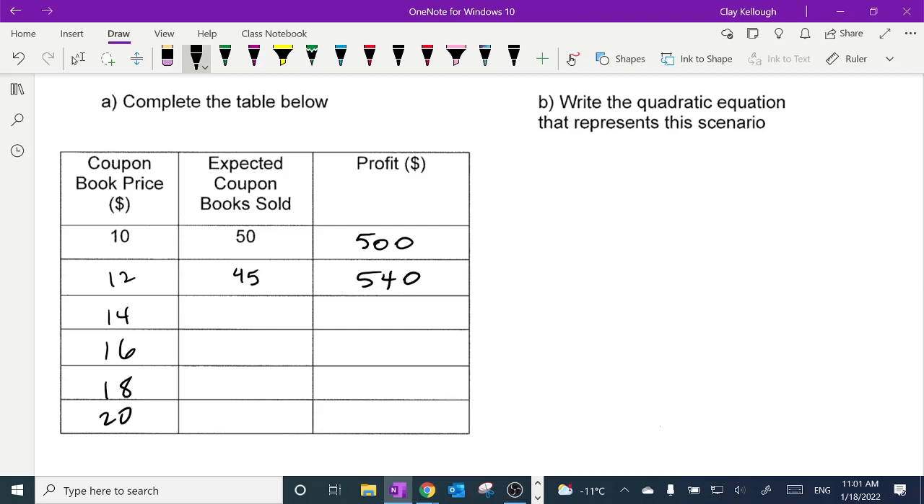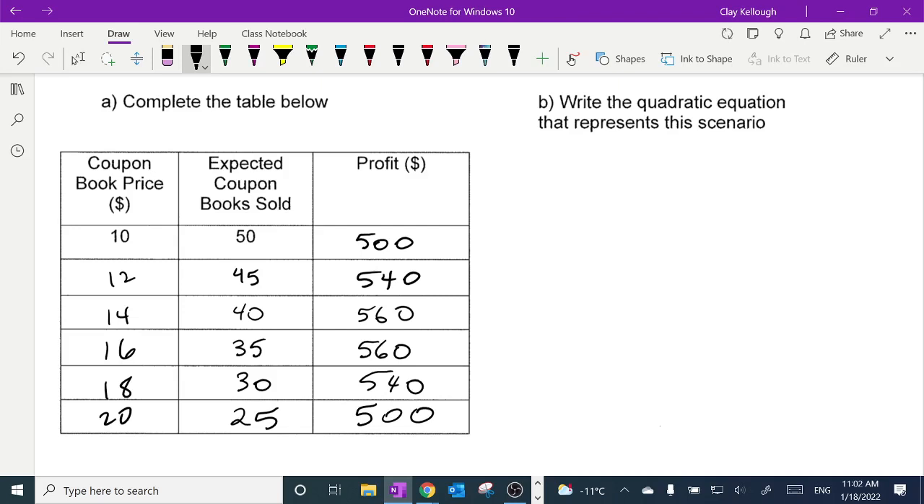So where's that happening? Well, let's play with the data some more. 14 would mean this drops down to 40. And 14 times 40, oh, we're up again. So 14's a better price than 12. Interestingly, 16 times 35 is the same thing that 40 times 14 is. So somewhere between $14 and $16 is the perfect price. And somewhere just a little bit higher than $560 is the maximum amount I could profit off of this sale. Just to make sure that I'm not wrong about the way that this trend is going, if this was 30, 30 times 18 is 540 again, and 20 times 25 is 500.